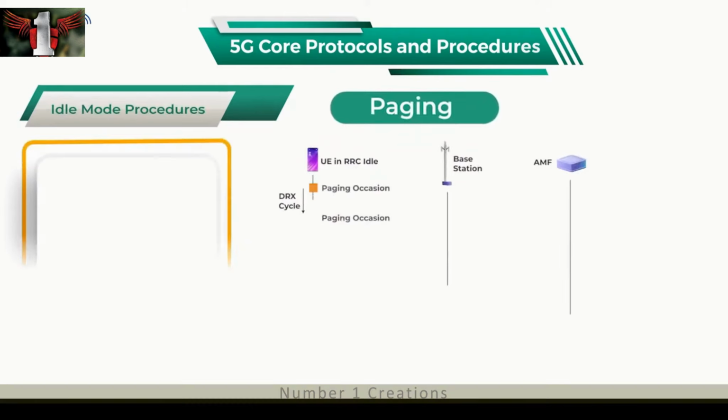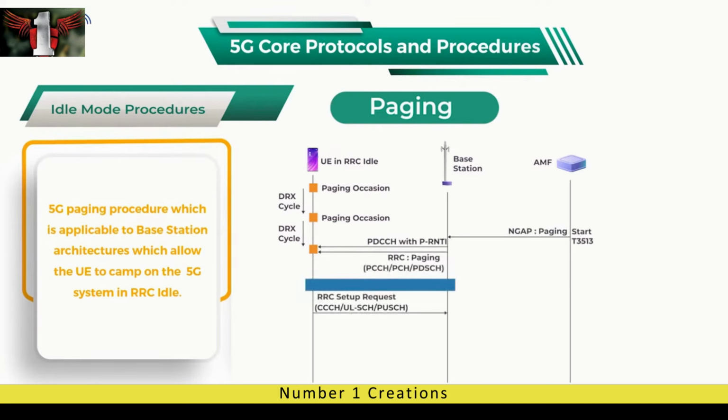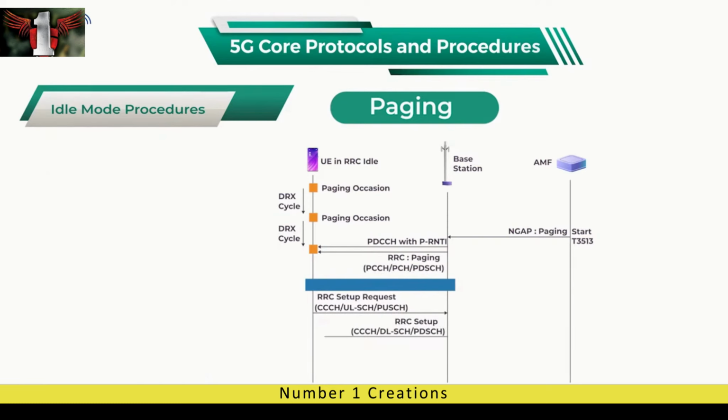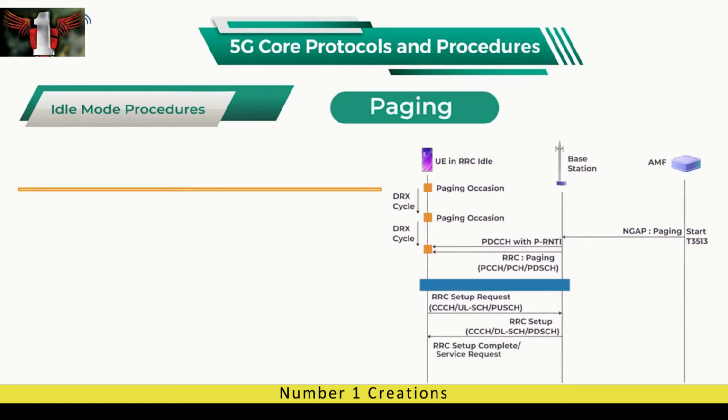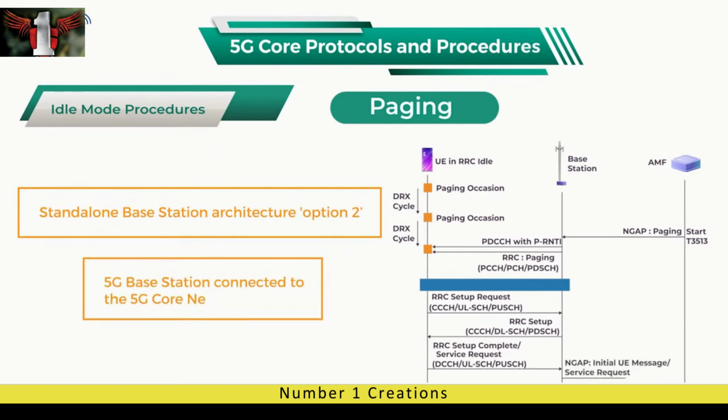This section describes the 5G paging procedure which is applicable to base station architectures which allow the UE to camp on the 5G system in RRC idle. For example, this section is applicable to the standalone base station architecture option 2 which is based upon a 5G base station connected to the 5G core network.